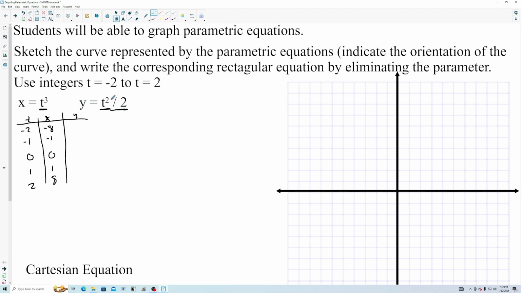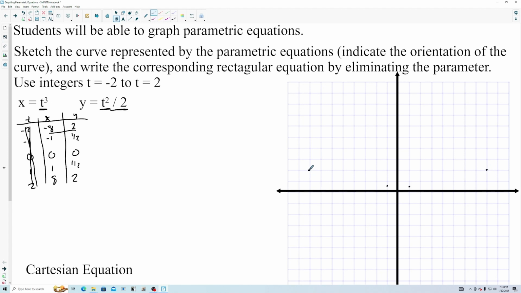So 4 divided by 2 is 2. 1 divided by 2 is 1/2. 0 in there is going to be 0. And then 1/2 and 4 divided by 2 is 2. Now, once we've plugged in the t's, we don't need those anymore. We're going to plot the point -8, 2. Then -1, 1/2. Then 0, 0. Then 1, 1/2. Then 8, 2.